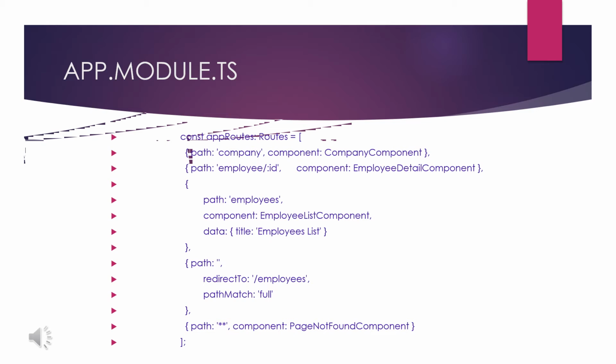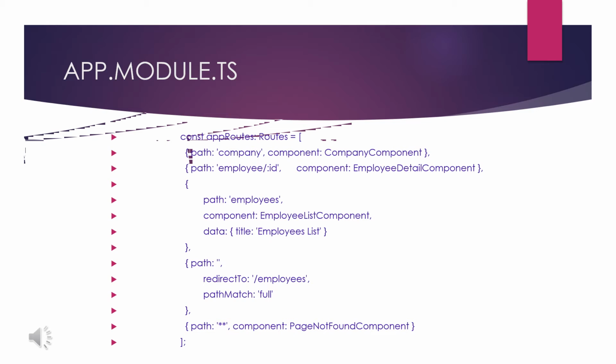Third, I have employees. It will have an employee list component. All the employee list will be shown here. I am also passing data like title colon employee list, so this title should be displayed there. Next one is redirect to employees, with path match full.